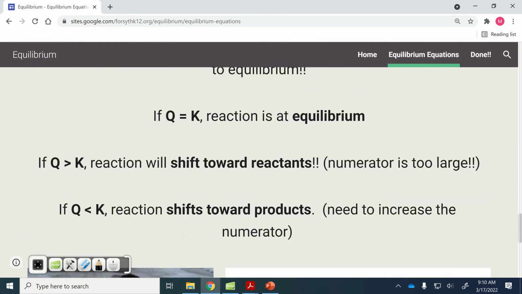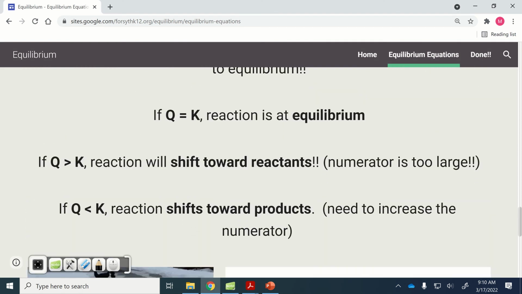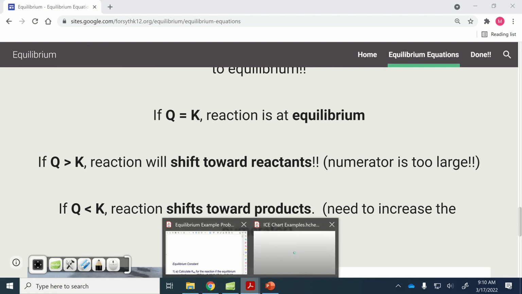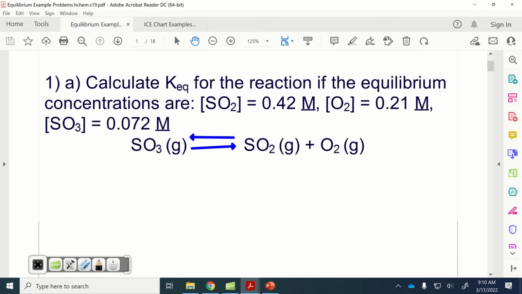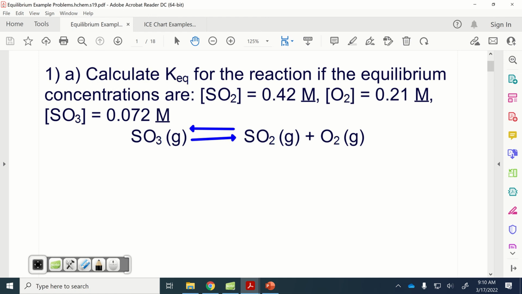And again, we'll be doing some problems in just a moment with it. We're actually going to do it right now. Okay? So let's look at a couple problems right here. All right, so you can see my chemical reaction right here. Let's just practice figuring out this. So it says calculate KEQ for the reaction if the equilibrium concentrations are SO2 is 0.42 molar, O2 is 0.21 molar, SO3 is 0.072 molar.